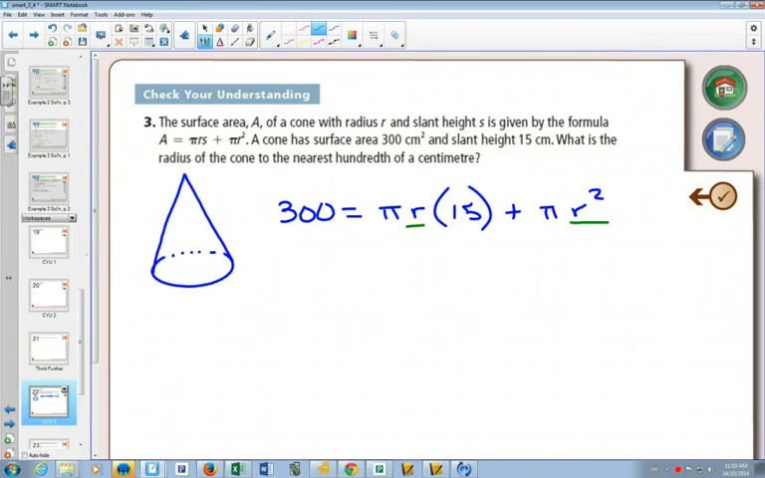We also have another r here, so we can't use the technique of just getting everything to one side and then square rooting both sides. If we just had an r squared, we could have got everything on one side and square rooted both sides to solve. But this one we have an r squared and an r.